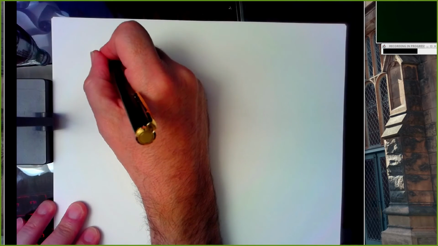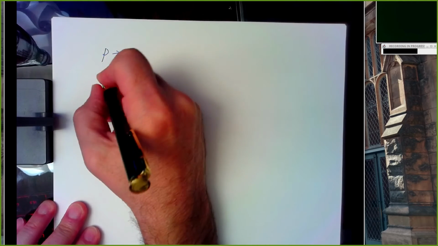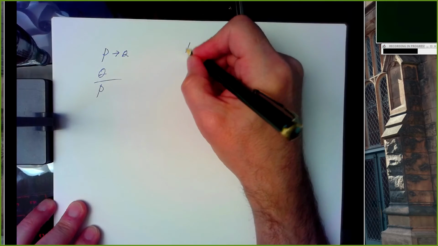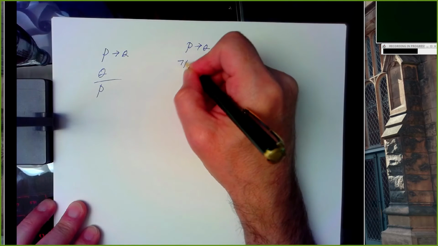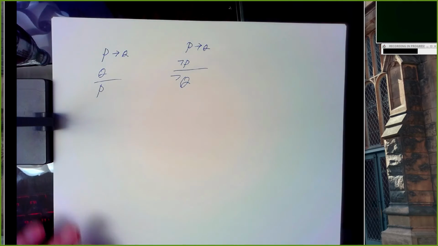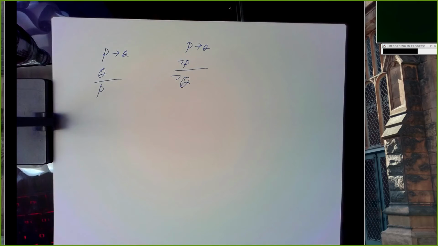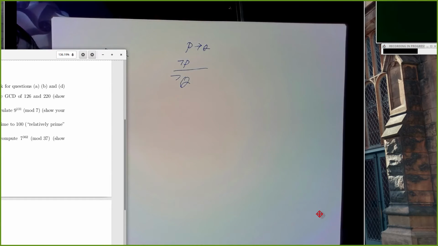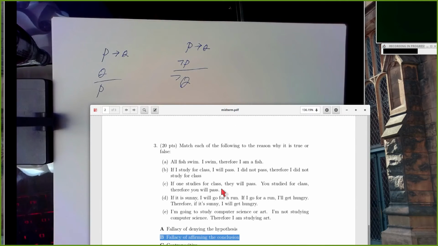P implies Q, Q, therefore P. That's one fallacy. P implies Q, not P, therefore not Q. That's another fallacy. So question 3A, which was, if you're a fish, you swim, I swim, therefore I'm a fish. That's definitely this situation. If P, then Q, Q, therefore P.